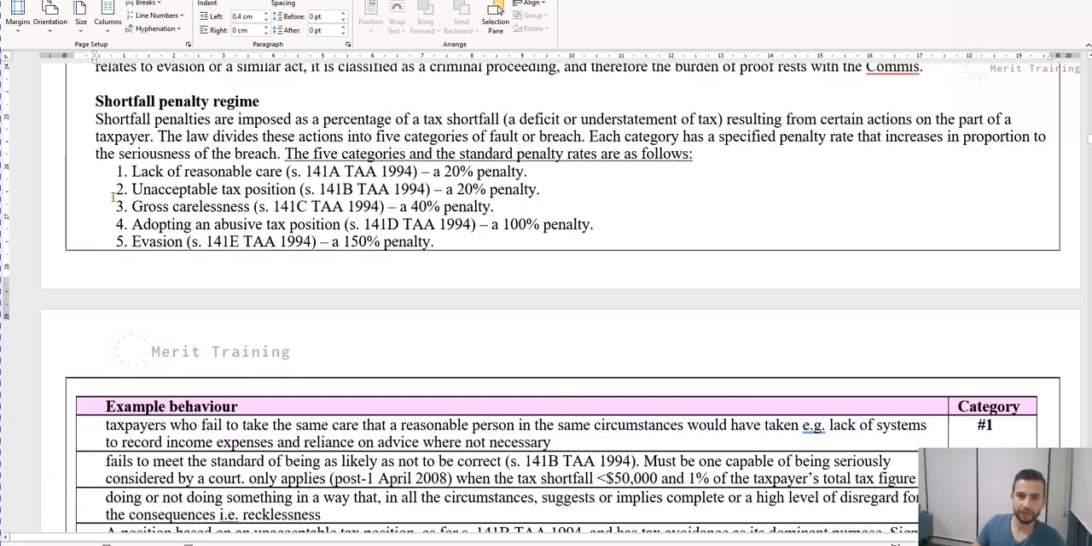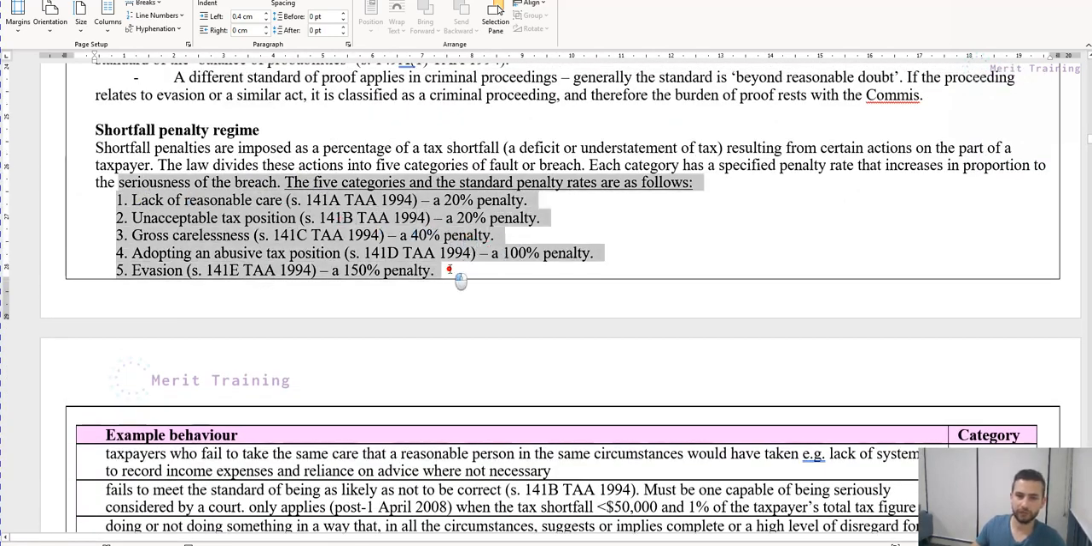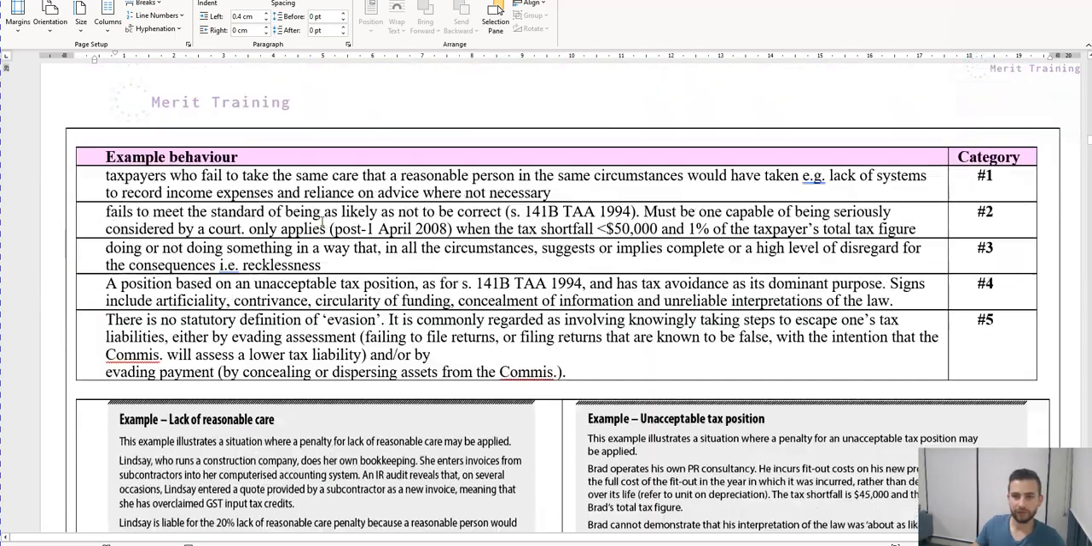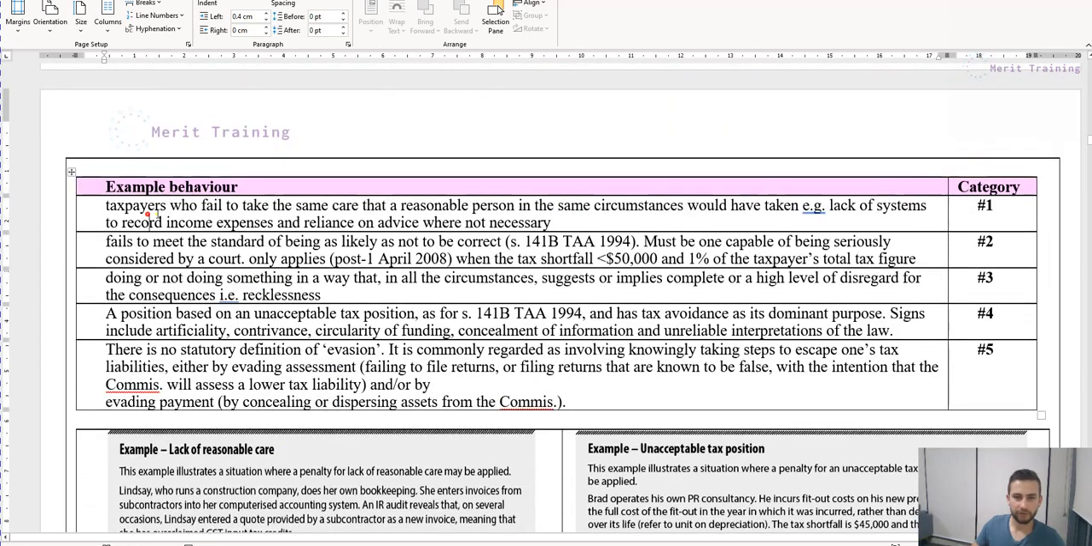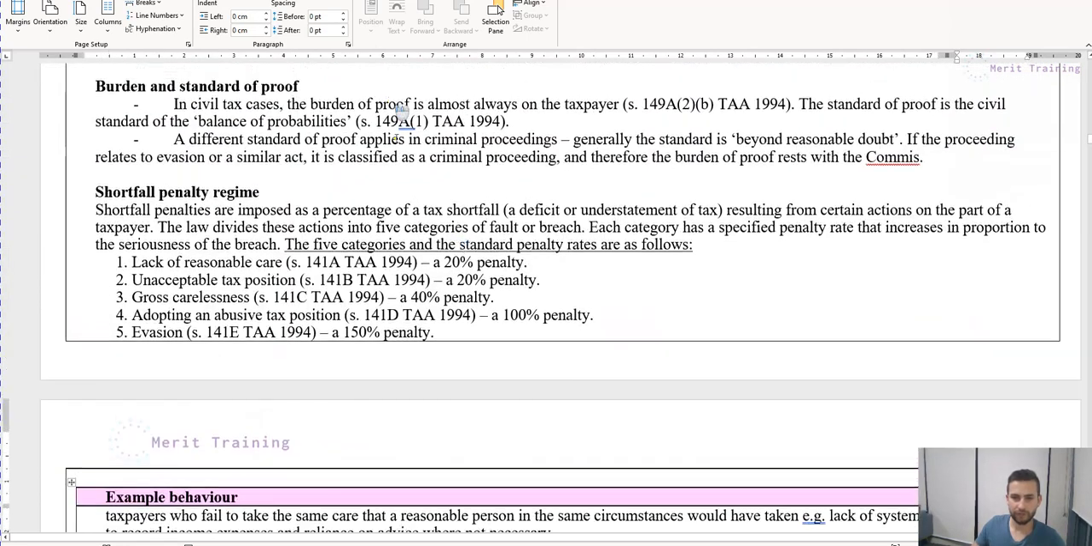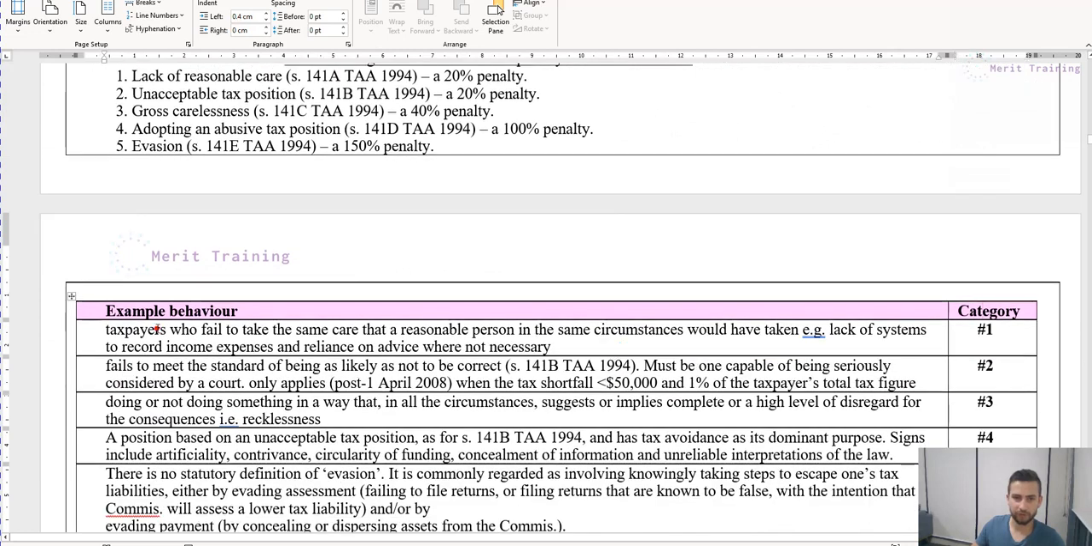So you can see this slowly getting more serious and the penalties are increasing as well. So let's talk about example behaviors of each, and there's examples from the CSG which I've got down below as well. You can see they correspond with different categories up here, lack of reasonable care. An example of lack of reasonable care would be a taxpayer who fails to take the same care as a reasonable person. For example, a lack of a system to record income and expenses and a reliance on advice where not necessary.